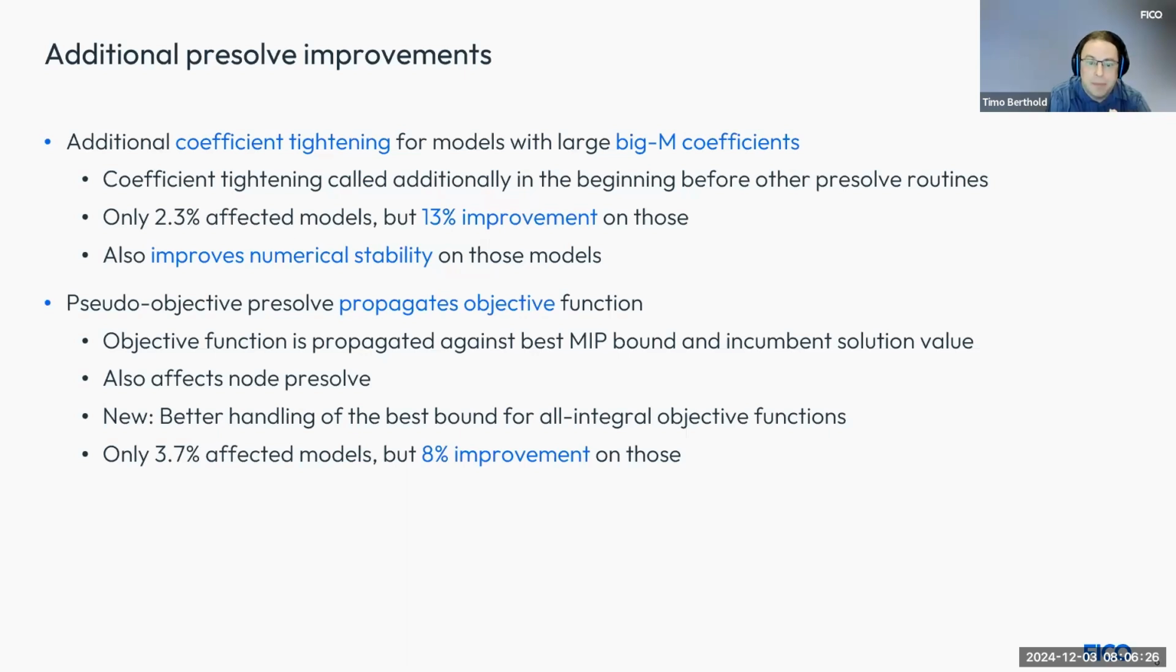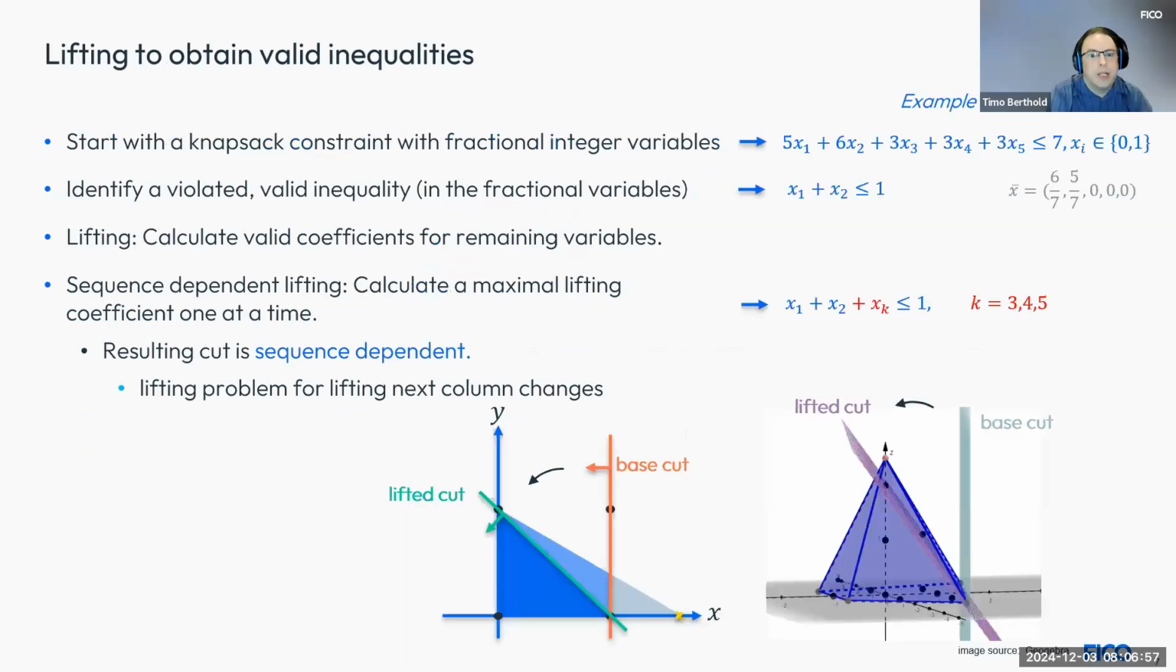And then as a final update to presolving, the pseudo-objective presolve has seen some improvement when dealing with all integral objective functions. So in this pseudo-objective, as it is called, presolve algorithm, we propagate the objective against the best MIP bound and the incumbent solution value, both in full presolving and in the node presolve stage. And again, a small set of models is affected, but those see a clear improvement.